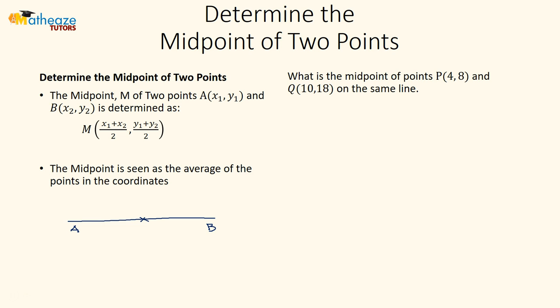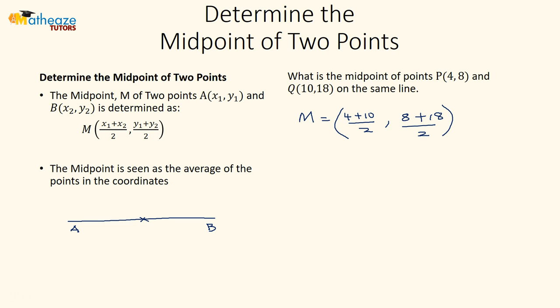So now let's look at the midpoint of this point P and point Q. Let's call it M, which is what I like to use. For the x coordinates, we're going to look at the average of both points. So we have 4 plus 10 over 2. And for the y, we have 8 plus 18 over 2.